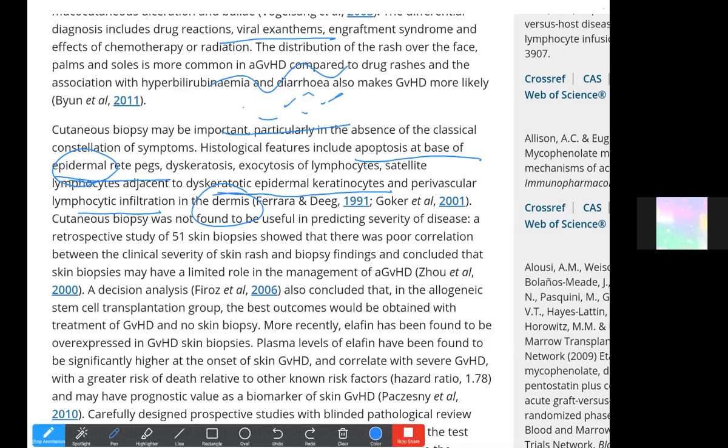And there will be a lot of apoptotic bodies at the junction. And there will be dyskeratosis, exocytosis of lymphocytes, and satellite lymphocytes adjacent to the dyskeratotic epidermal keratinocytes, and perivascular lymphocytic infiltration. All these are histological findings. So basically, in the dermis there's lymphocytic infiltrate, and in the epidermis there would be dyskeratosis of the keratinocytes.